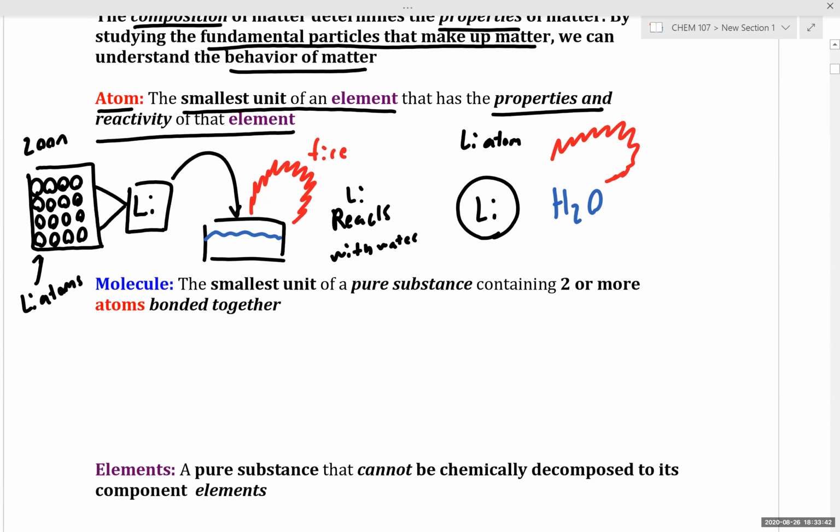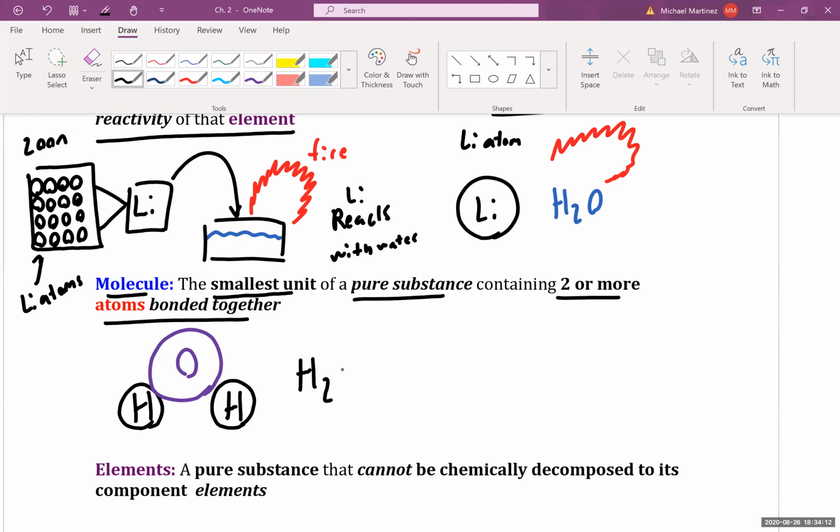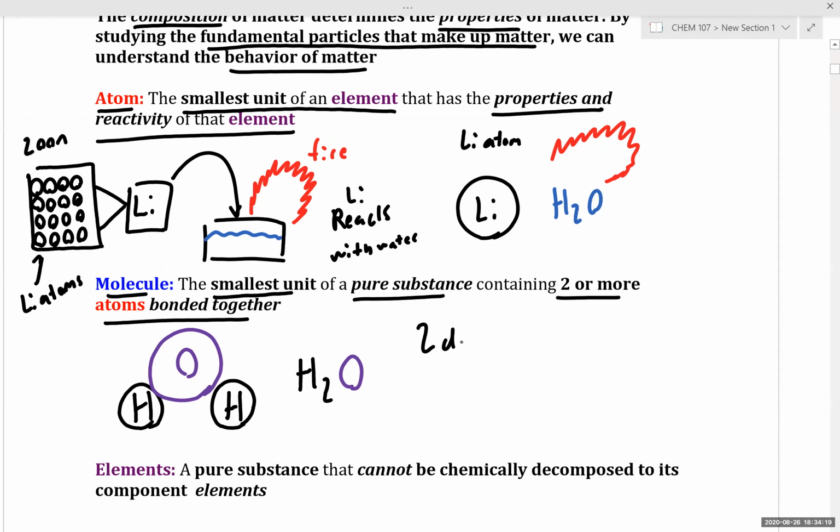Perfect. So a molecule is the smallest unit of a pure substance containing two or more atoms bonded together. For example, water. So we have hydrogen and oxygen. So water is written out as H2O. Now, as we can see in our formula and in our picture of water, we have two different symbols, and that tells us we have two different elements.